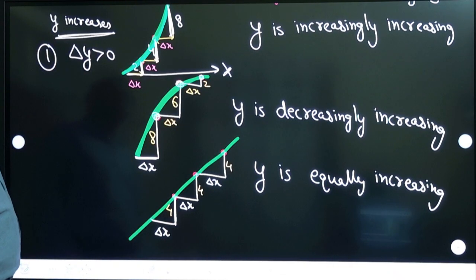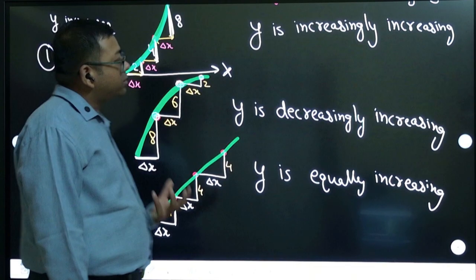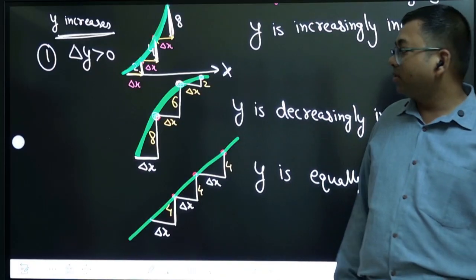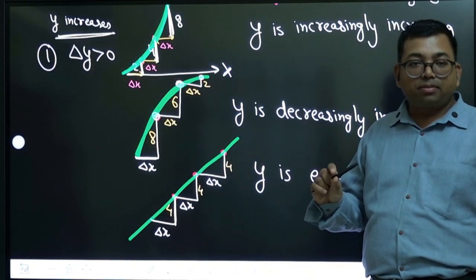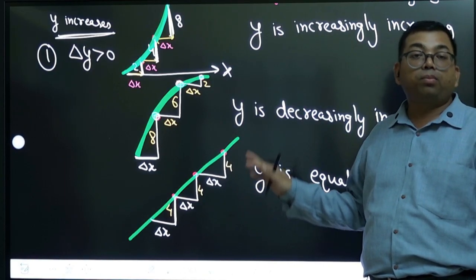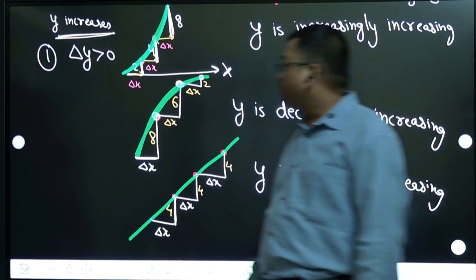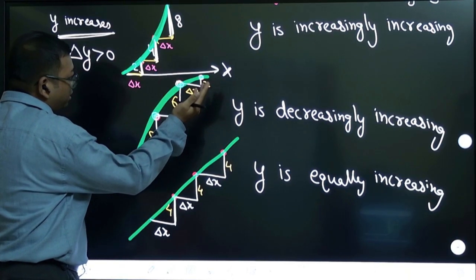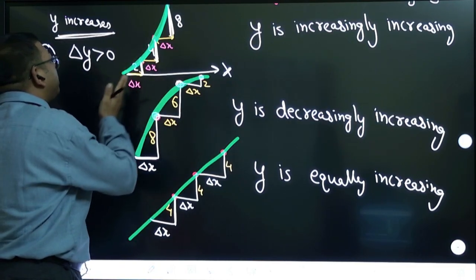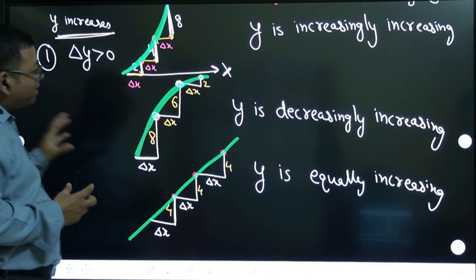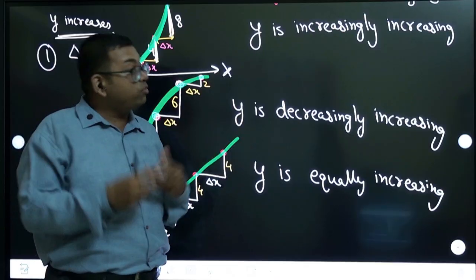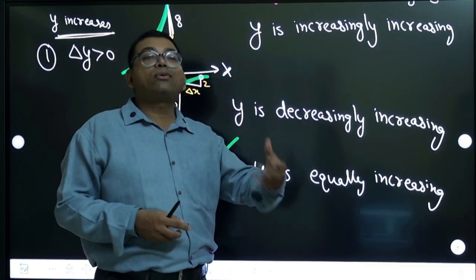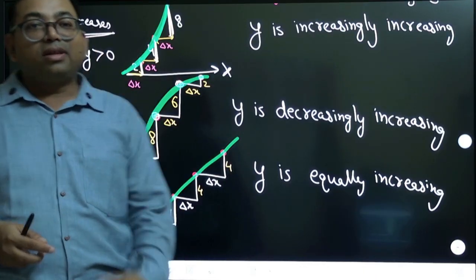Now you will understand why we need to study dy by dx. Here dy by dx means equality, it is going to be constant. The slope is going to be constant. But here the slope dy by dx is decreasing, so slope will be decreasing here, and here slope will be increasing. We know y is increasing, but how do we say it is increasingly increasing, decreasingly increasing, or equally increasing? That is what the slope dy by dx tells us.